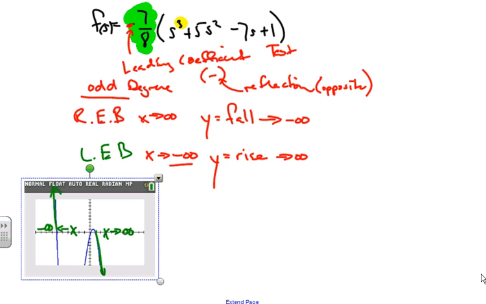It's used in identifying end behaviors and whether they're going to rise or fall. Hopefully this helps out. Good luck, and God bless.